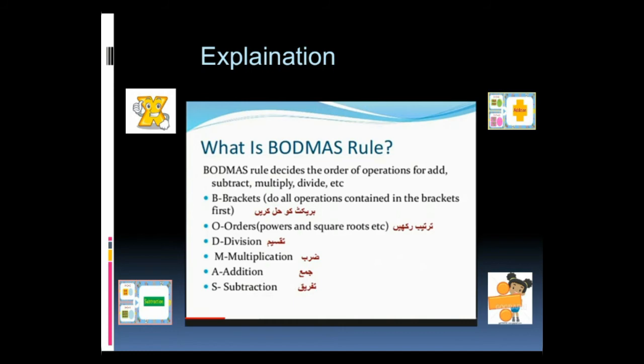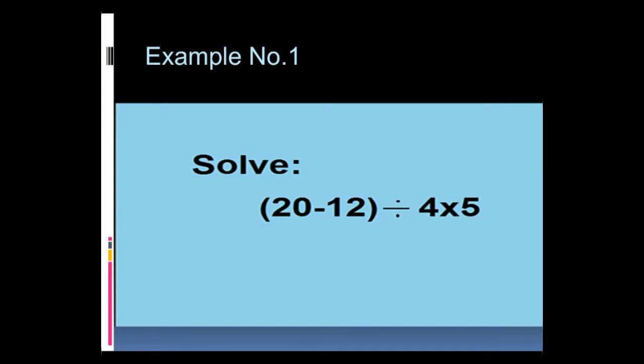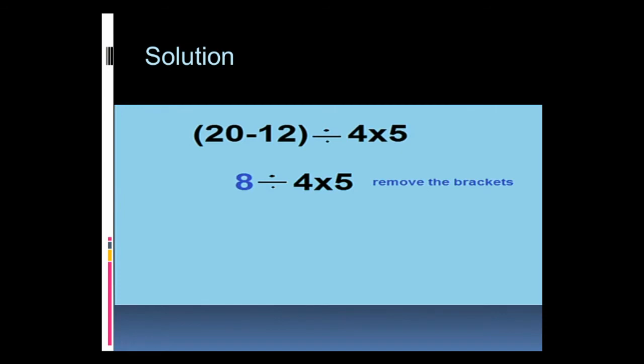Now let me explain this rule with the help of an example. You can see this example which is in front of you. You can copy it down on your practice notebooks also. In this example you have a bracket and you have three operations involved in it. According to BODMAS, our first step will be solution of the brackets. If we solve the brackets, we will be getting the answer of subtraction: 20 minus 12, divided by 4, multiplied by 5. 20 minus 12 will give you 8. So after solving the brackets, we are going to remove the brackets.